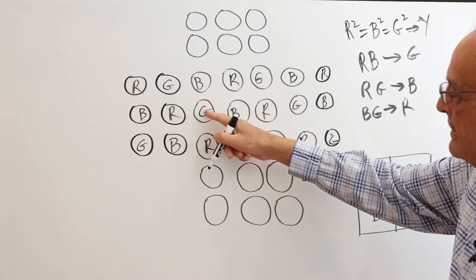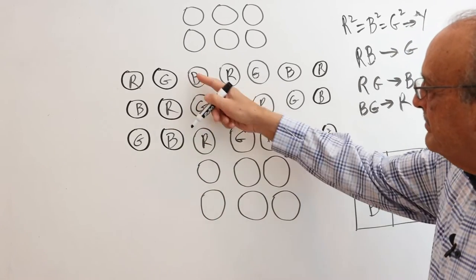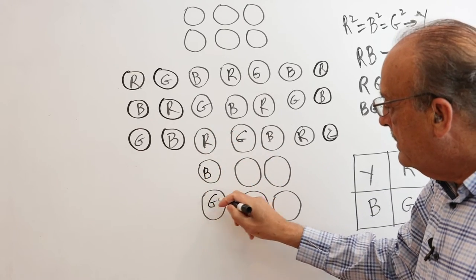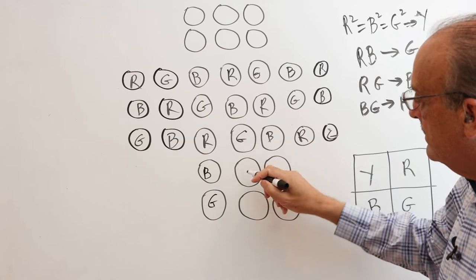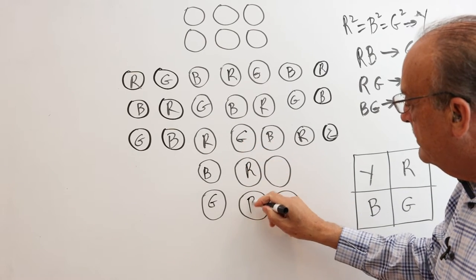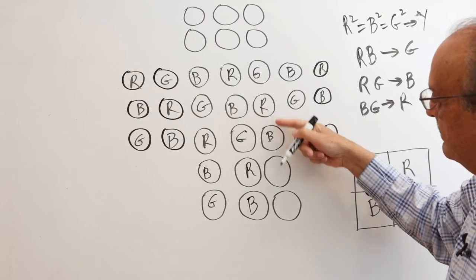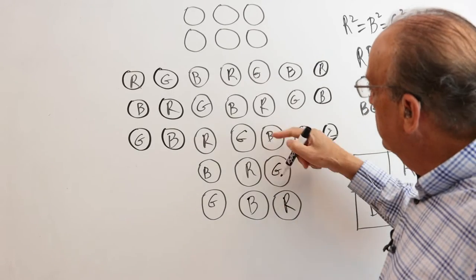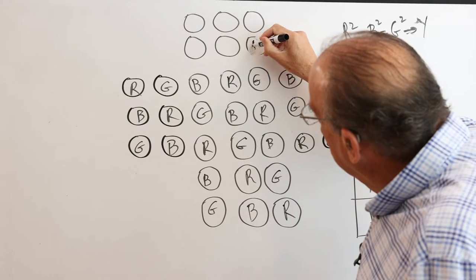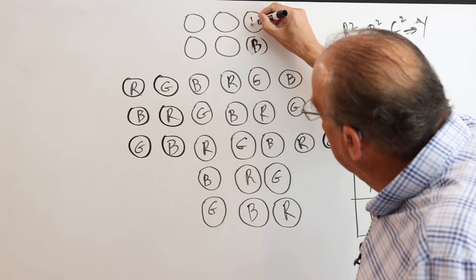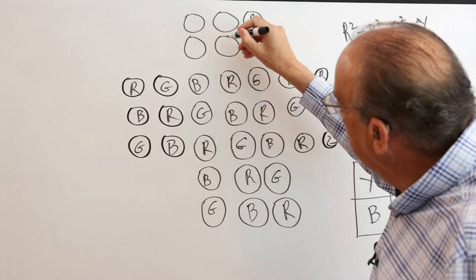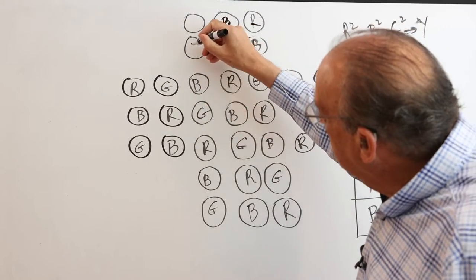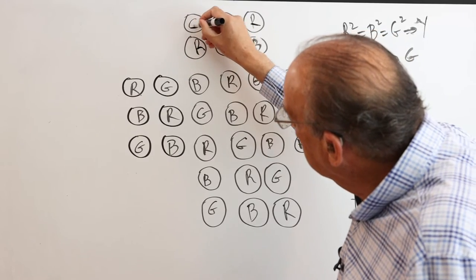Every time you have three in a row, you repeat. So blue, green, red, blue, green. Red, blue, green, red, blue. Red, blue, green, red. Blue, red, green, blue, red. And blue, red, green, blue. And green, blue, red, green.